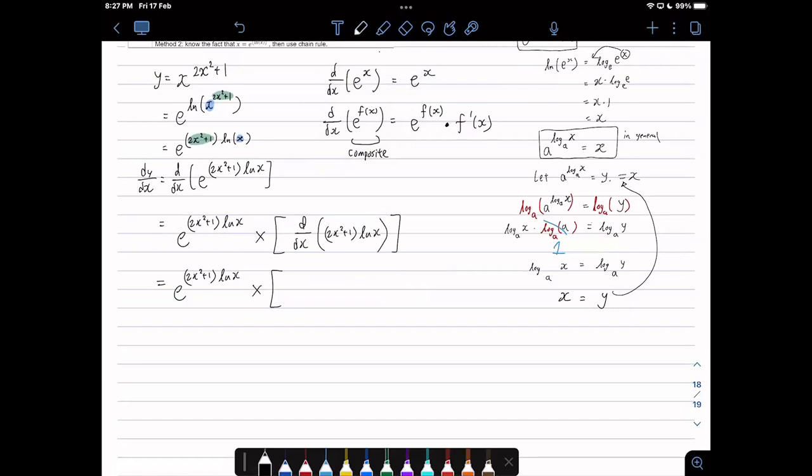4x times ln x plus 2x squared plus 1 over x. Very good, exactly. Yes. Ln x becomes 1 over x. So 2x squared plus 1 times 1 over x. The x just goes to the denominator.